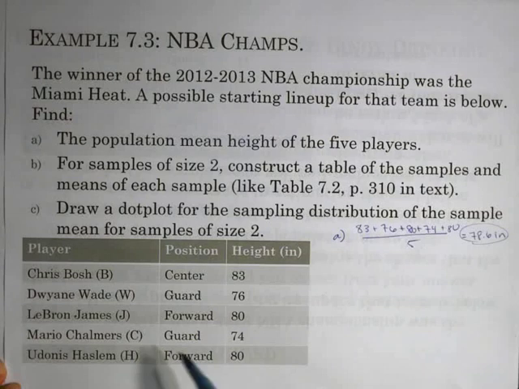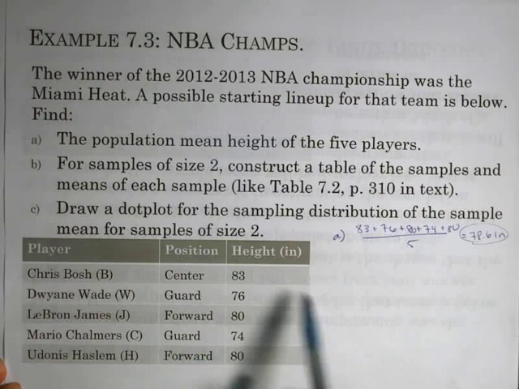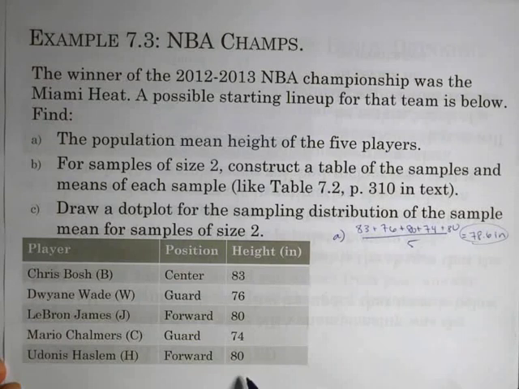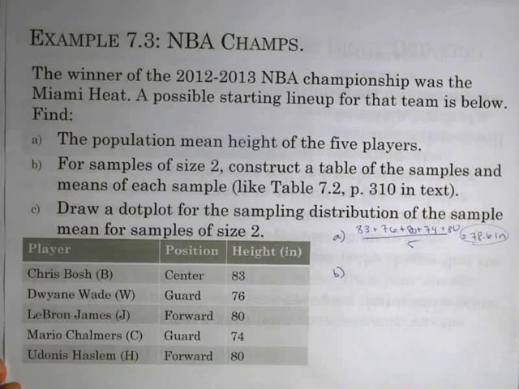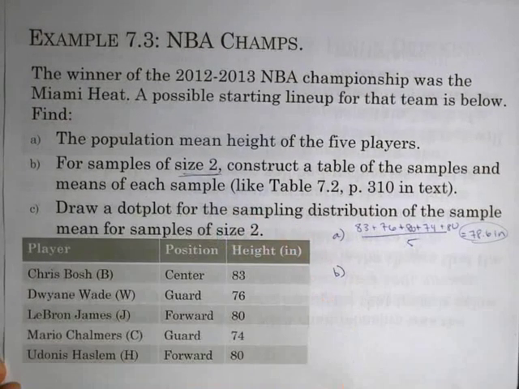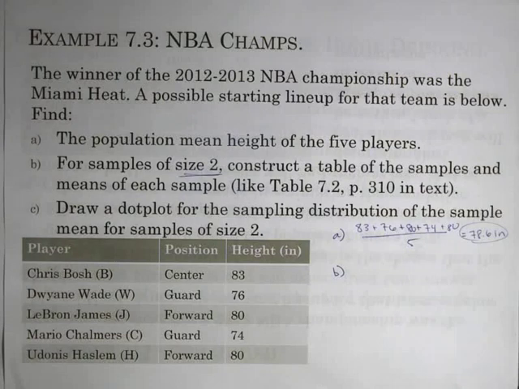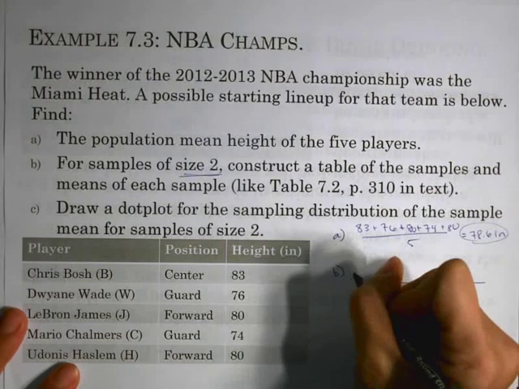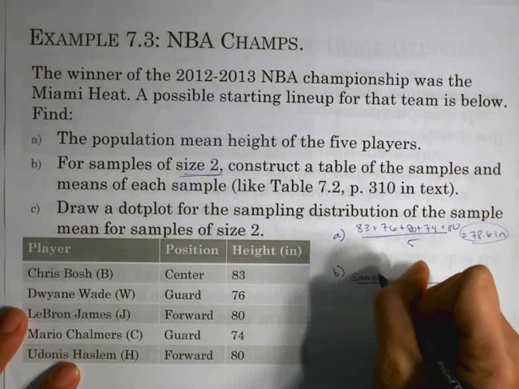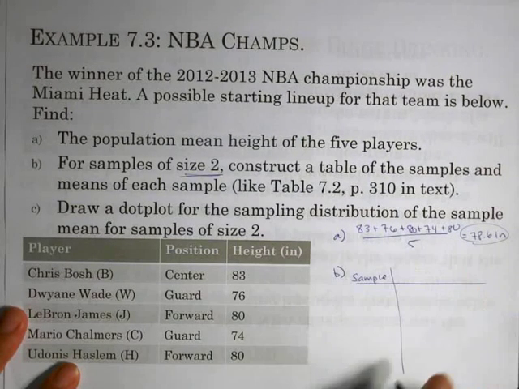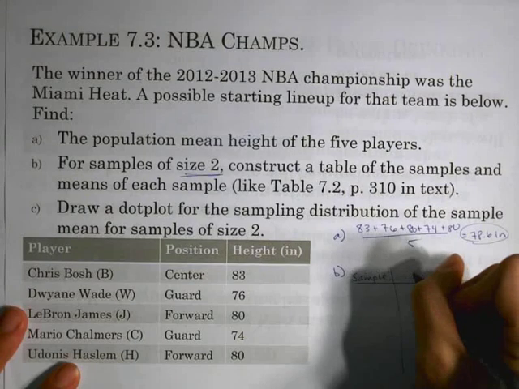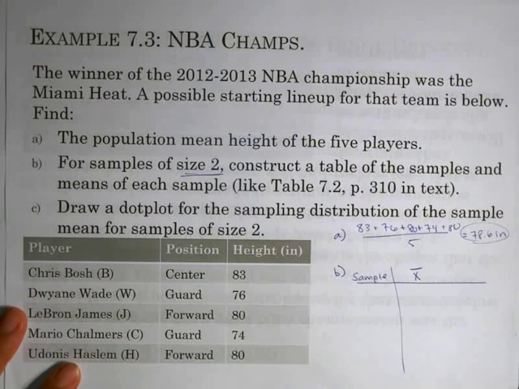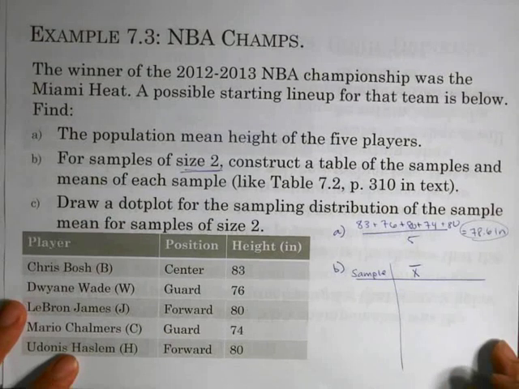So we have a population of only 5. And we're taking a really small population here so that we don't have to deal with 10,000 things to write down. So we're using this as an example to help us construct distributions and understand what they look like. So for part B, we're looking for a sample of size 2, and I want to make a table of samples and means for each sample. So I want to make a table that looks like, we'll say, the sample, and I'd write the sample mean as well.